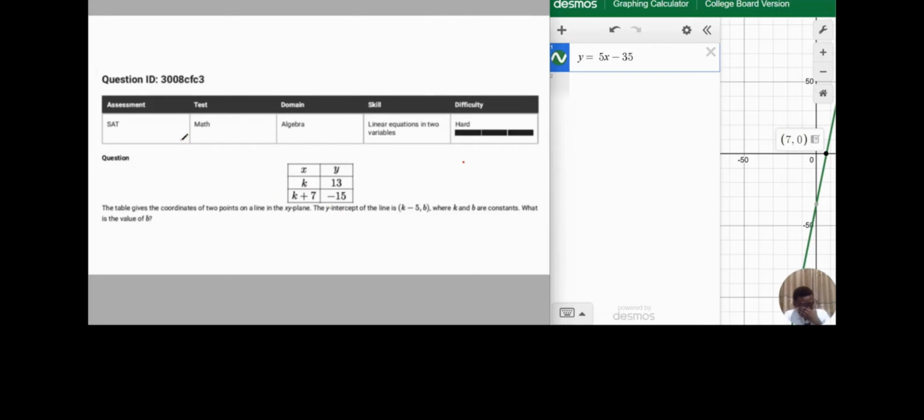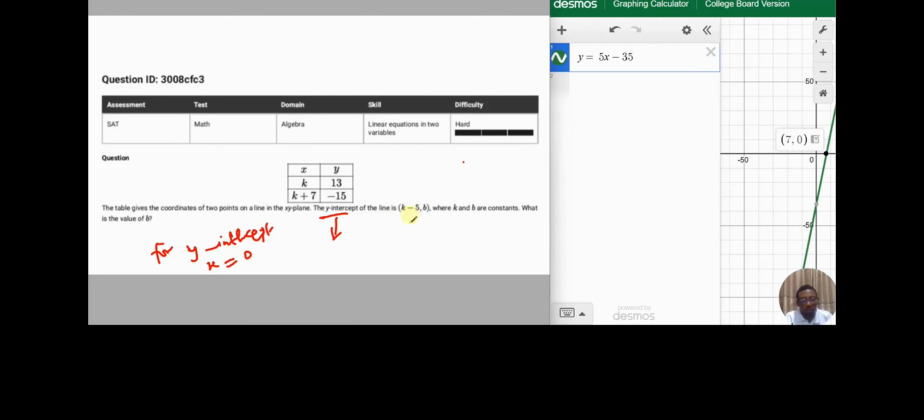Now, if you have something like this, we're told that the table gives 2 points x, y: k, 13 and k plus 7, minus 15. The table gives the coordinates of 2 points in the plane. Now, look at this statement: the y-intercept is given by k minus 5 comma b. Take note that for the y-intercept, our x equals 0.